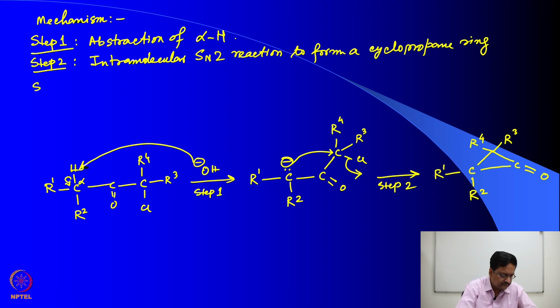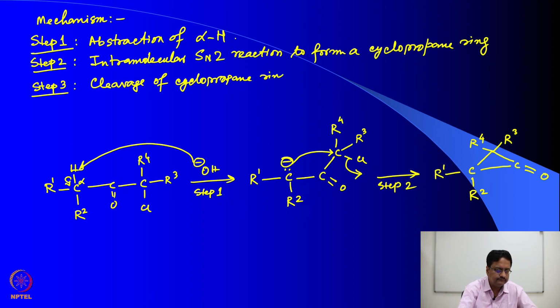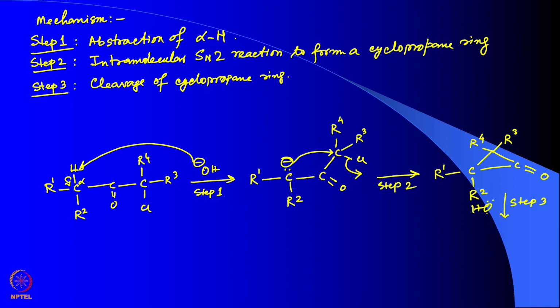So, step 3 is cleavage of the cyclopropane ring. So, in step 3 we have base in the medium. So, it attacks the carbonyl carbon and it forms an intermediate like this.